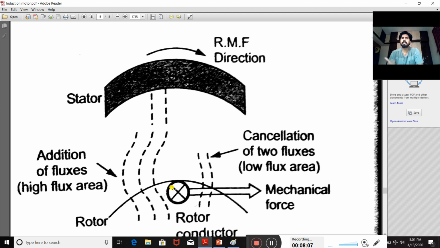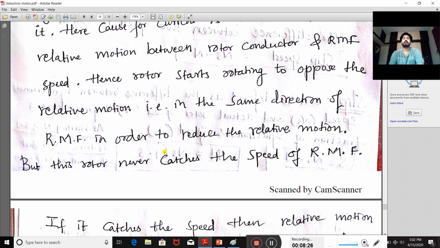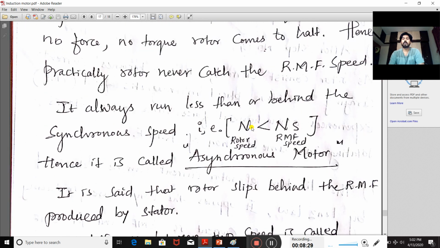But it will not happen in practice because of the inertia of the rotor. But definitely it will never catch the speed of the RMF. Hence, the rotor speed is always less than the synchronous speed. That is what I have written here with the help of notation: N is always less than Ns. N is nothing but the rotor speed or actual speed or motor speed, and Ns is called the RMF speed. So the rotor speed is always less than Ns, that means synchronous speed.